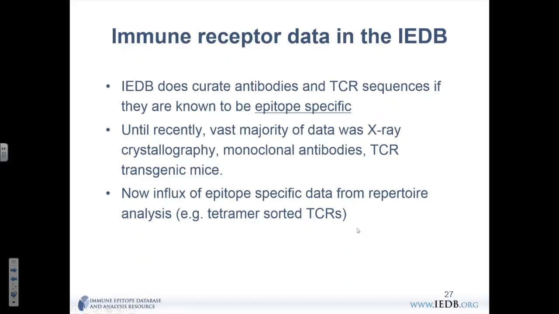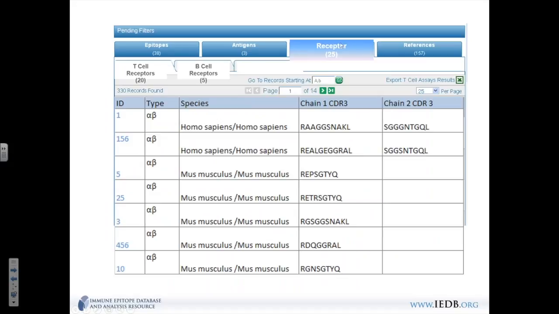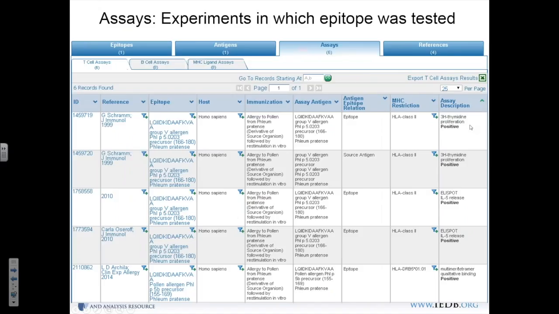So that's actually a new focus for us to make. We have receptor data, but it's currently somewhat hidden because it was in just a very rare fraction of the data. So we are now going to be adding a receptor tab here, so you can run the same kind of query and then you get your receptors back. Similarly, we currently actually have a dump of all this receptor data, so you can download it on the IEDB, but it's not in a very useful format. We are trying to get this better and make it on the main page.